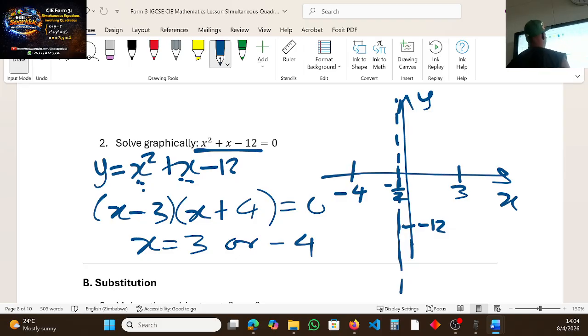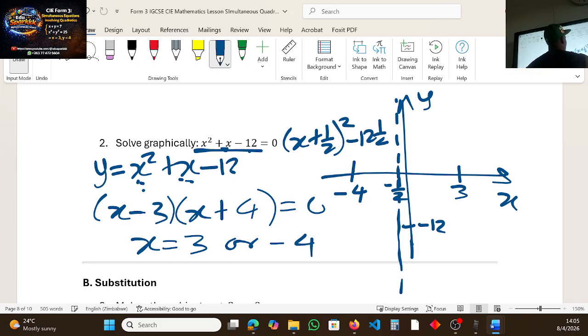Then what's the last part? When I complete the square, I get the corresponding y coordinate of the turning point. What do I mean by completion of square? Here I'm going to say inside my brackets, I just divide this coefficient by 2. So I'll have x plus half, then I square it. Then the result that I get from squaring is a quarter. So I'll be subtracting it. It will give me minus 12 and a quarter.